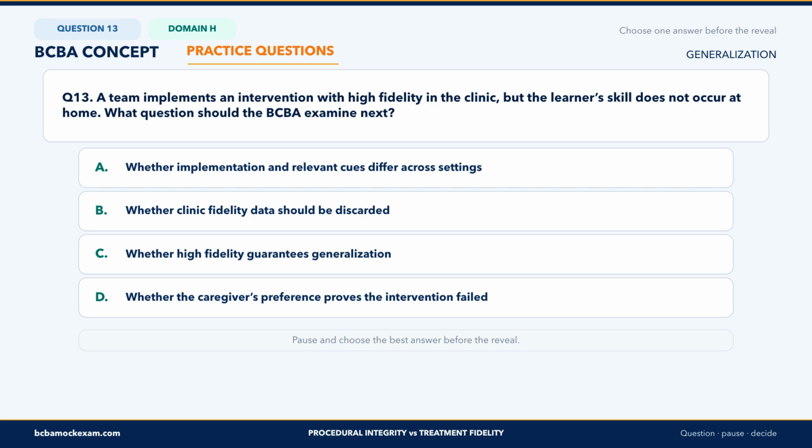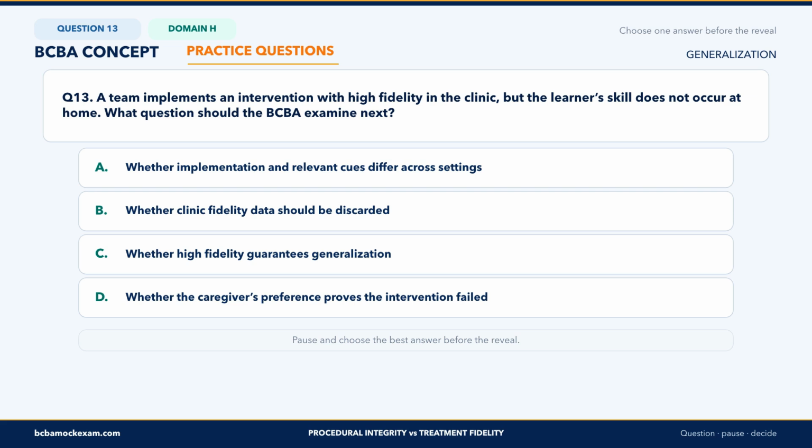Question 13. A team implements an intervention with high fidelity in the clinic, but the learner's skill does not occur at home. What question should the BCBA examine next? A. Whether implementation and relevant cues differ across settings.